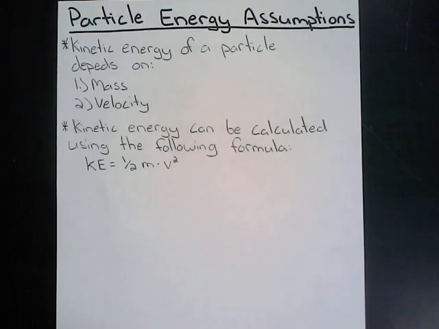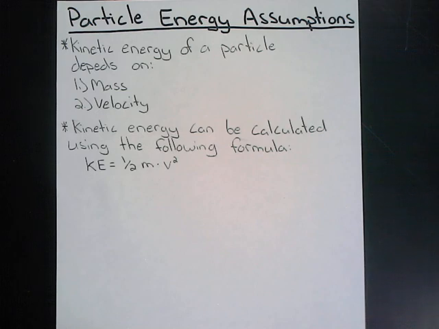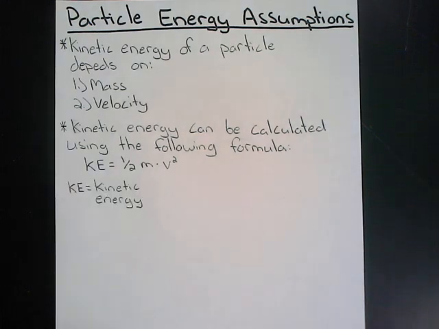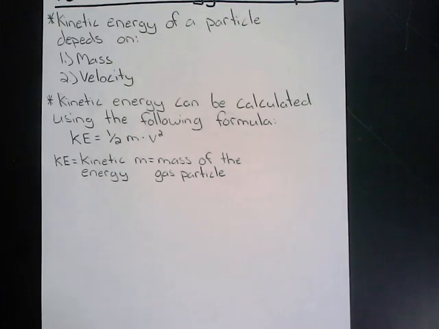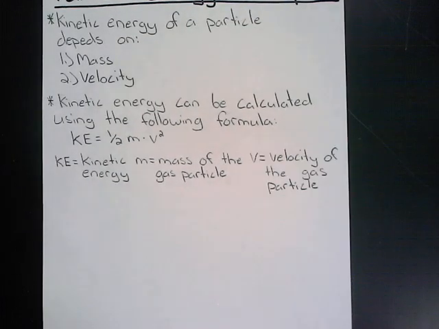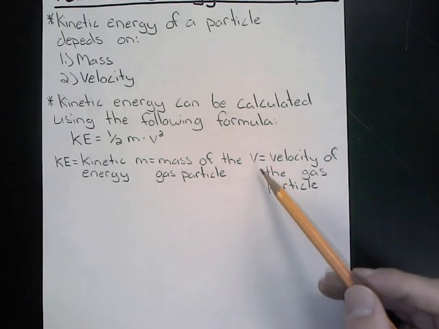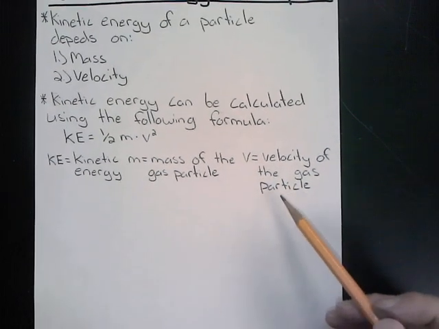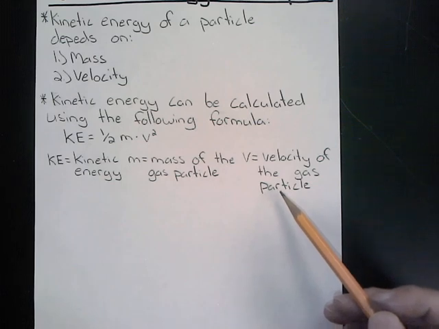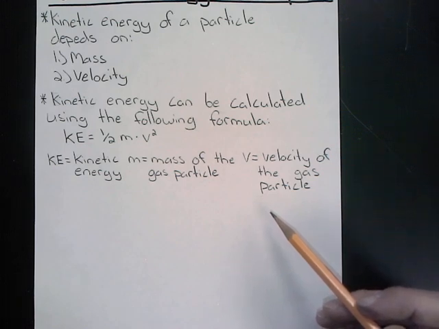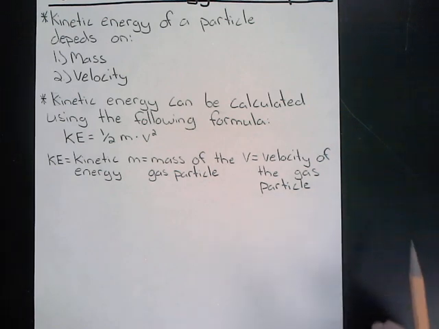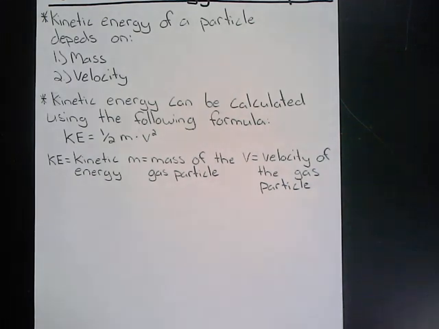Remember, KE stands for kinetic energy, m is the mass of the gas particle, and v is the velocity of our gas particle. Just as a reminder, the v for velocity has 2 parts: the speed, which we usually see in meters per second, and also the direction. So it's dependent upon 2 factors, and that's something to keep in mind. Let's go through some examples here.